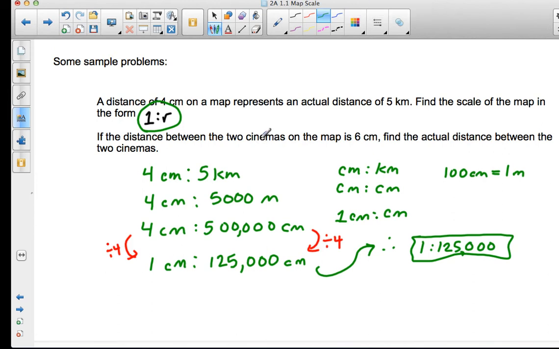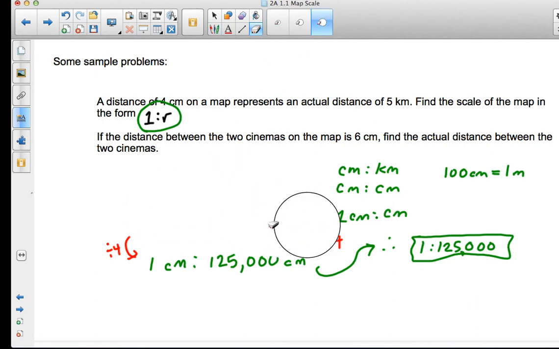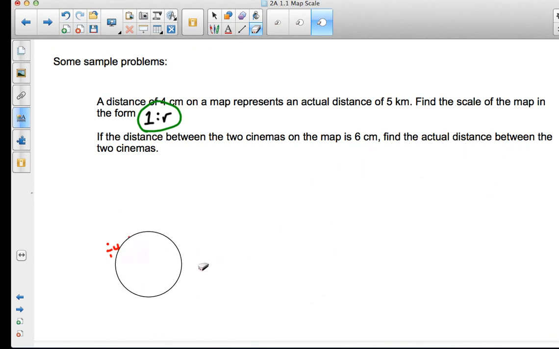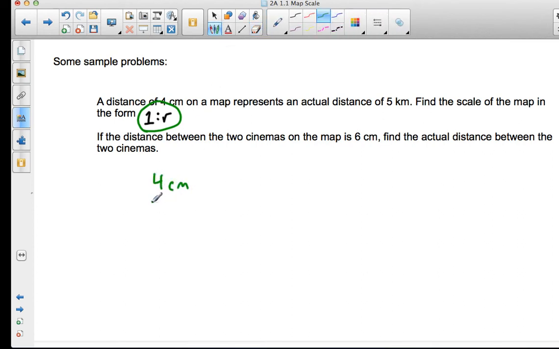Now let's go to the next part of the problem. If the distance between the 2 cinemas on the map is 6 centimeters, find the actual distance between the 2 cinemas. Now you could use all this information that we just used, or you can set up a proportion between the 2 values. Hopefully you wrote everything down. If not, you can pause, go back, modern conveniences. All right, so here we go. We know that 4 centimeters is to 5 kilometers as 6 centimeters is to x kilometers.